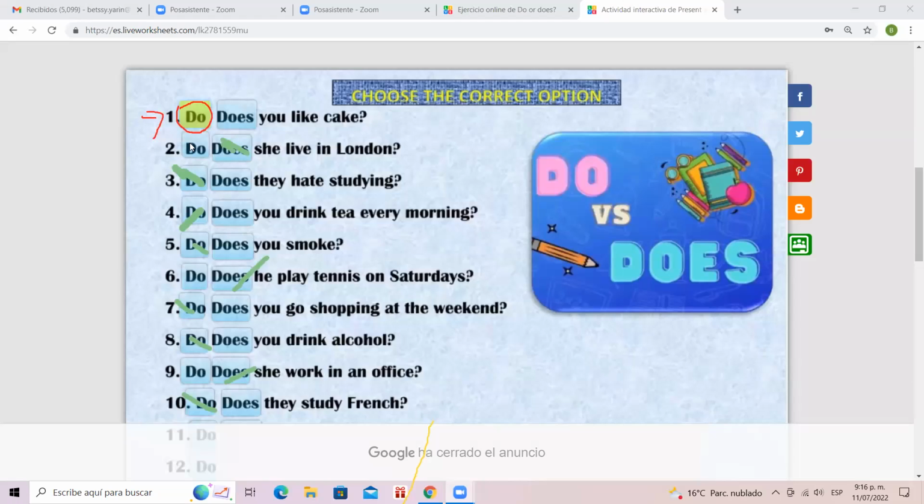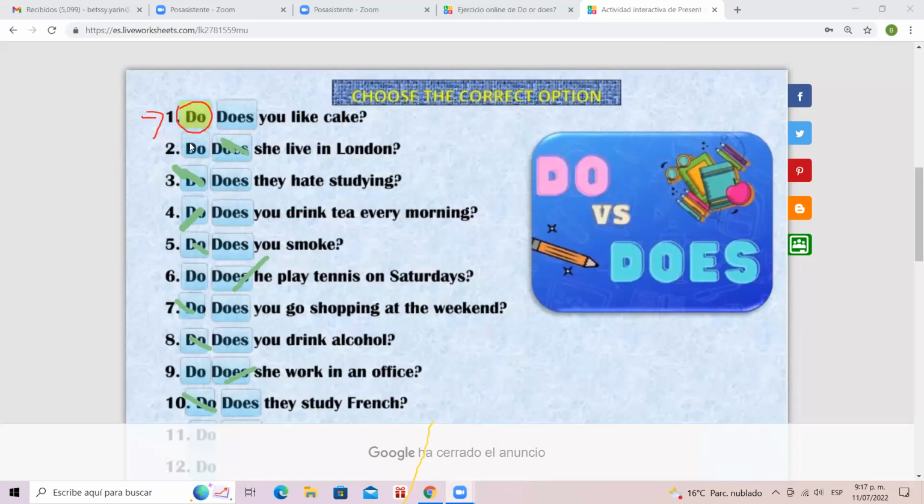Do they hate studying? Okay, Michael. Do they hate studying? Excellent, Michael. Number 4, very good. Do you drink tea every morning? Tea every morning. Excellent, wonderful. Okay, Millie, let's continue with number 5. Number 5. Do you smoke?